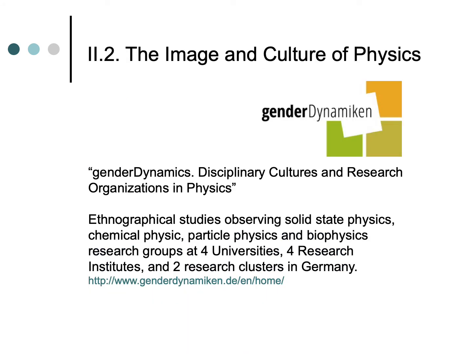The second example comes from the German research project Gender Dynamiken, which a group of sociologists studied. The title translates into Gender Dynamics, Disciplinary Cultures and Research Organizations in Physics. The group did ethnographical studies observing solid-state physics, chemical physics, particle physics, and biophysics research groups at 4 universities, 4 research institutes, and 2 research clusters, huge research teams with over 150 people in Germany.